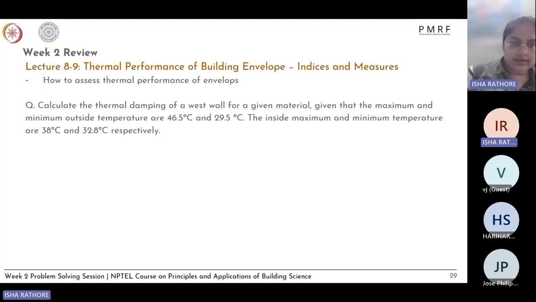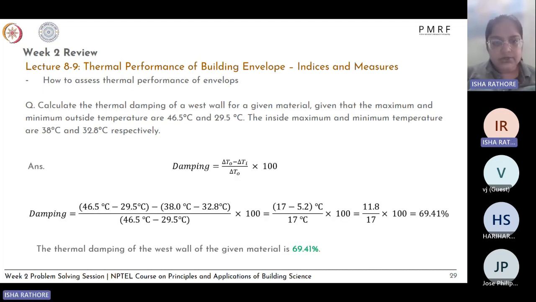Okay, so we have an answer. Yes, it's close to this only. So thermal damping is delta T outside minus delta T inside by delta T outside into 100. So we have 46.5 minus 29.5, the outside temperatures maximum and minimum, minus delta Ti, which is 38 minus 32.8, divided by again delta To, into 100 because this is expressed as percentage. So this is 17 minus 5.2 by 17 into 100. So we get 69.41. So the thermal damping of this given wall of given material is 69.41.